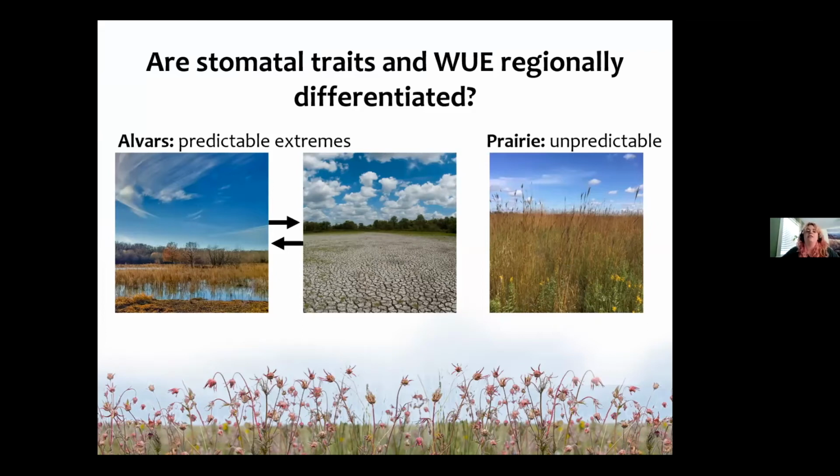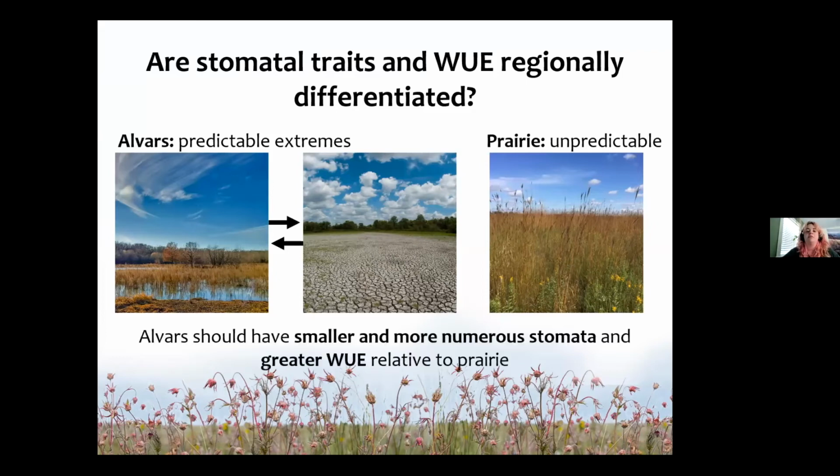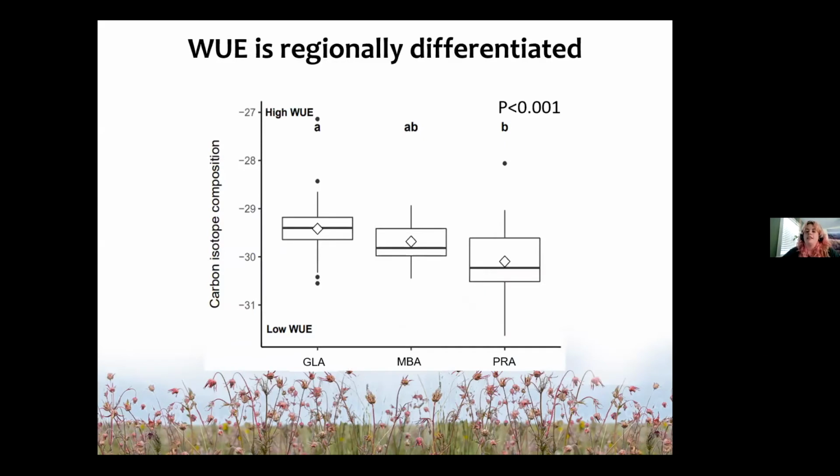And so specifically for stomatal traits and water use efficiency, we predict that alvars are going to have a smaller stomatal size, but a greater stomatal density relative to the prairie. And we think alvars will exhibit those characteristics because many but small stomata have been shown to respond faster to fluctuations in the environment, and they're definitely coming from a fluctuating environment. And then in addition to that, we expect alvars are going to have a greater water use efficiency relative to the prairie.